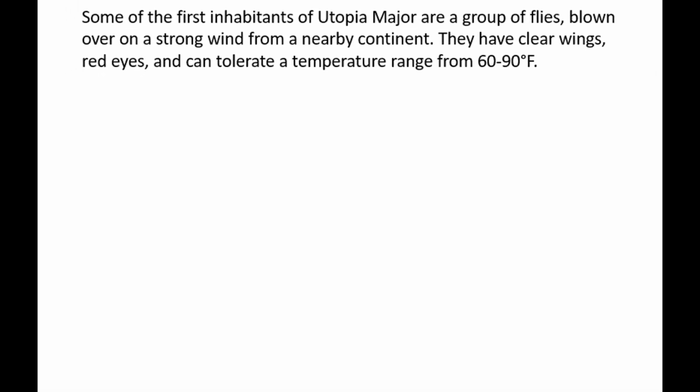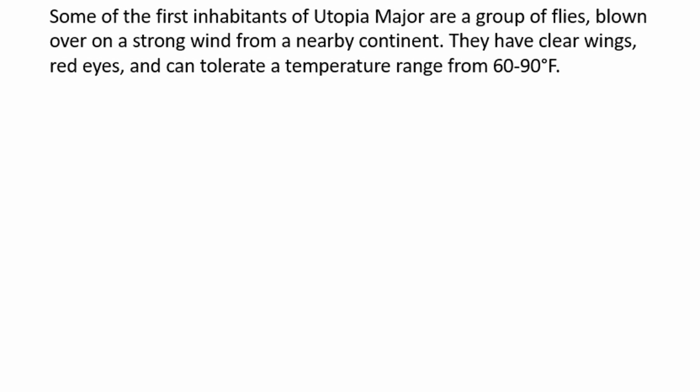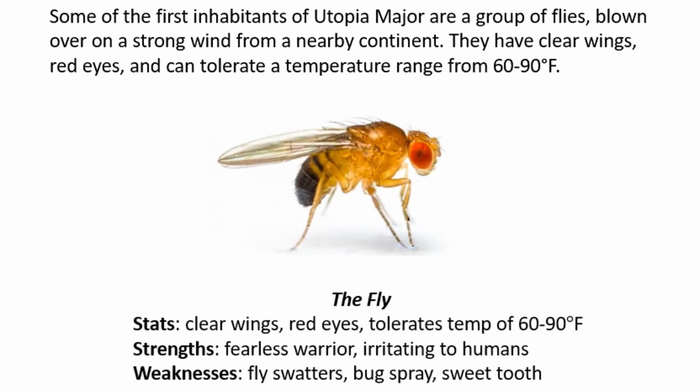Some of the first inhabitants of Utopia Major are a group of flies, blown over on a strong wind from a nearby continent. They have clear wings, red eyes, and can tolerate a temperature range from 60 to 90 degrees Fahrenheit. The fly. Stats: clear wings, red eyes, tolerates temp of 60 to 90 degrees. Strengths: fearless warrior, irritating to humans. Weaknesses: fly swatters, bug spray, sweet tooth.